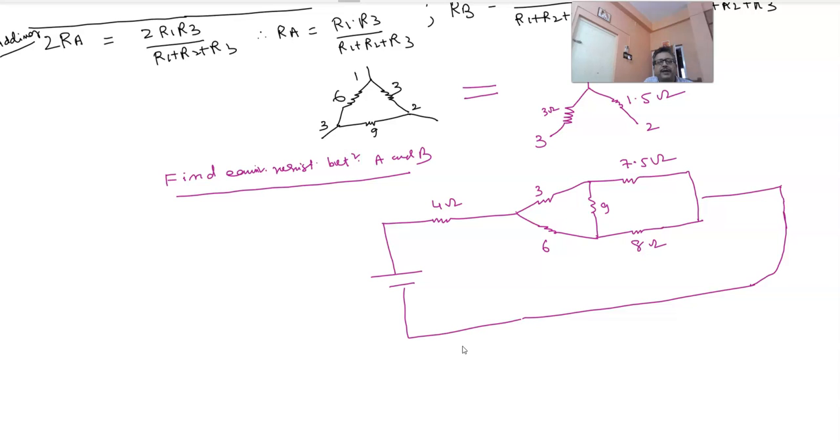Your problem is to find the equivalent resistance between 2 points A and B. Then if this cell has EMF equal to 12 volt, find the circuit current. So you will say that I will apply Kirchhoff's law for this loop, and this for big one. I agree, can be done.